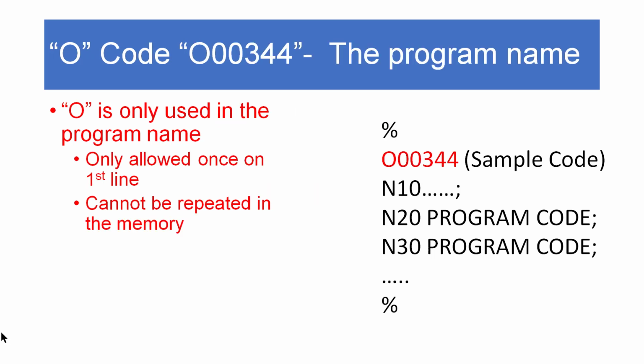The next line down is really the name of the program, and that's an O code, and that's a reserved word. When I say a reserved word, it means a word that starts with a letter like O. So O is the word. It's only used once in the program, and it cannot be repeated in memory. What that means is this is the name of the program. If I put another program into the machine that's named O00344, the machine is going to ask me if I want to overwrite the prior version. So that's really the name of the program, the O code.